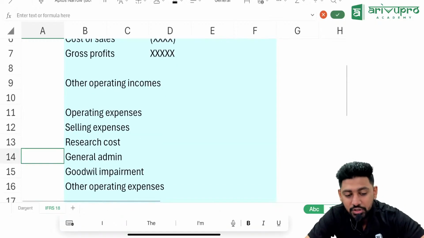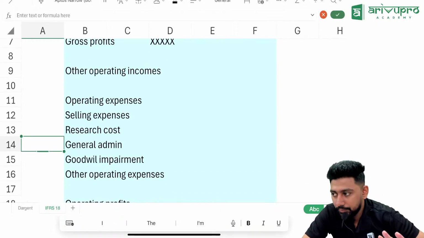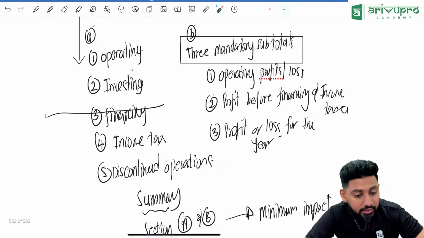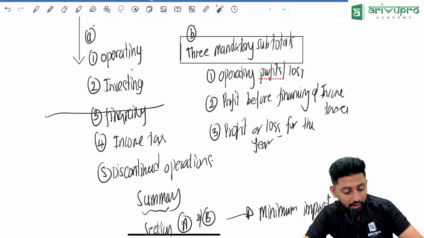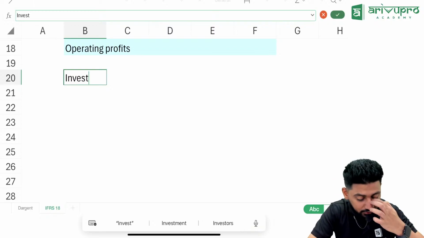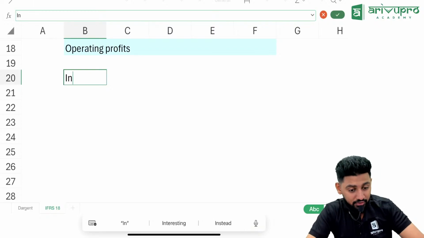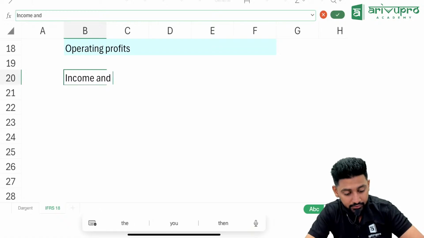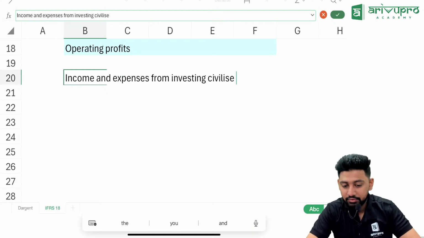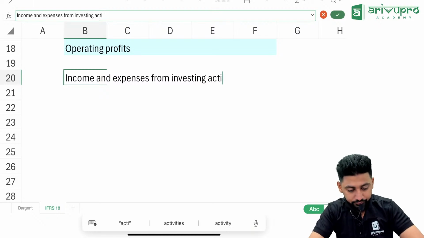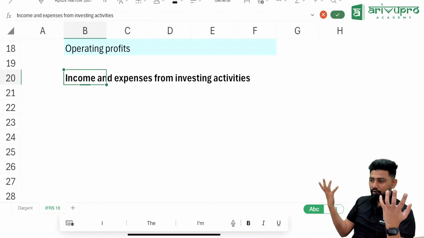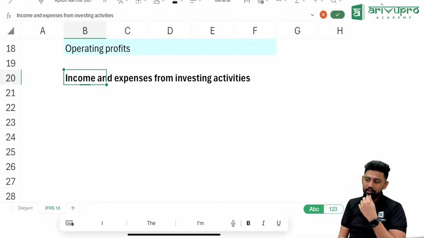Now this is the structure. You need to know the structure. Okay. Now when we looked at our structure, we saw our operating activity that is done, and operating activity is our main activity, right? And then we have our income and expenses from investing activities. If you made any investments, all the incomes from your investments and expenses can be taken here.